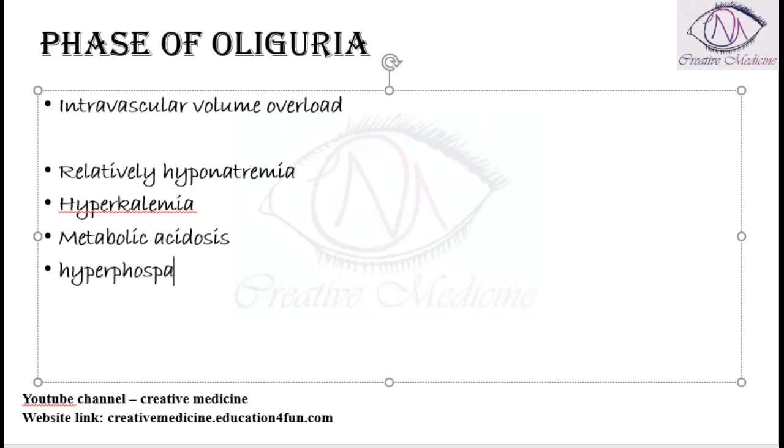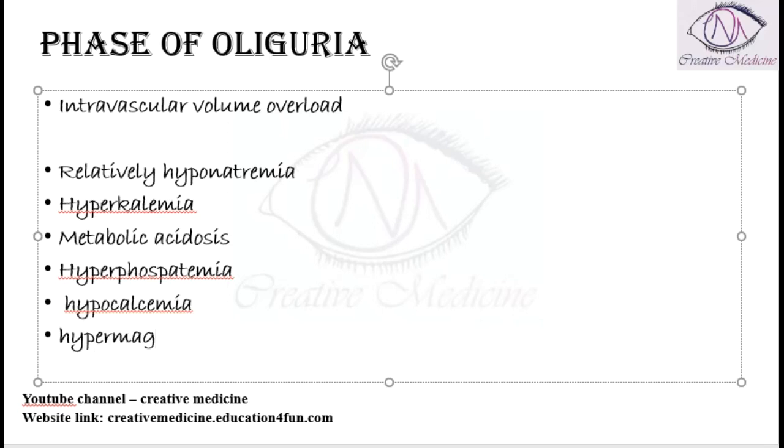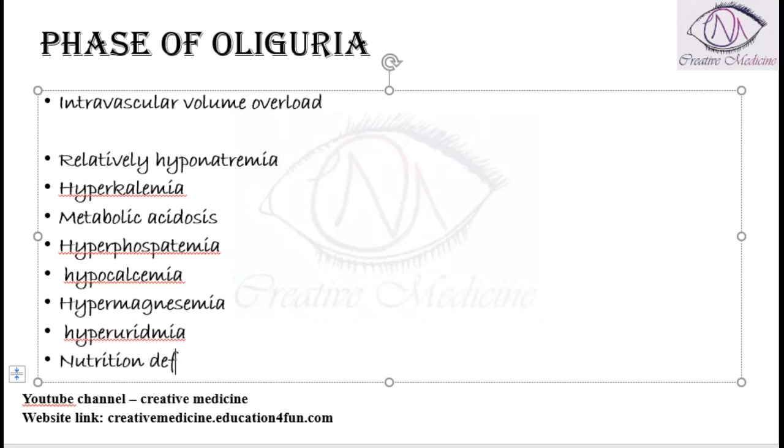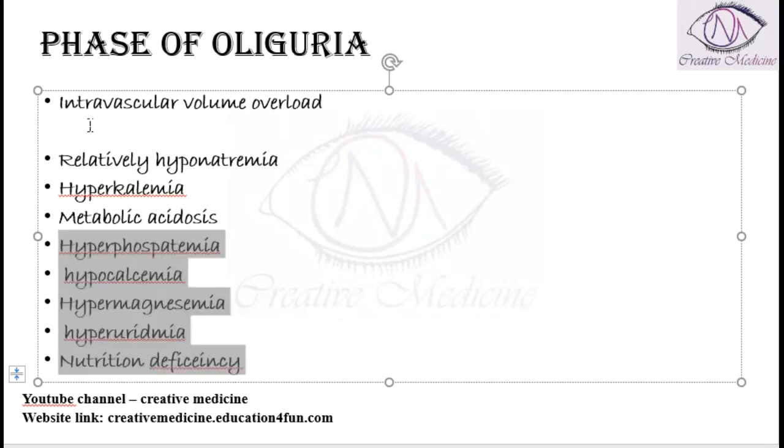The patient can also have hyperphosphatemia, and there can be hypocalcemia, or the patient can have hypermagnesemia, where there are increased concentrations of magnesium. There can be hyperuricemia, and nutrition deficiency can occur in the patient in the phase of oliguria. So these are the different things that are seen in oliguria.